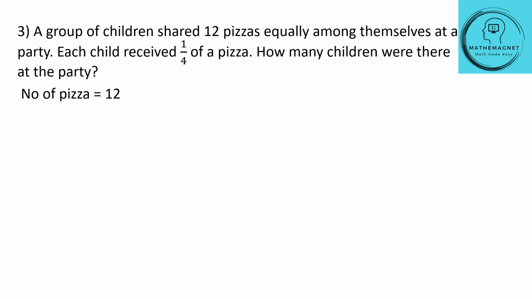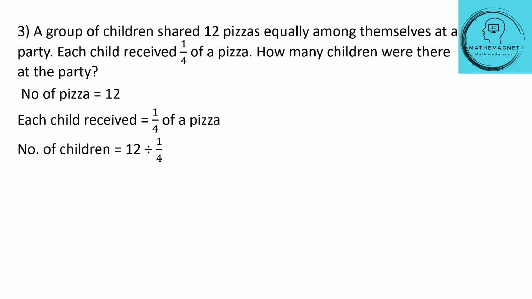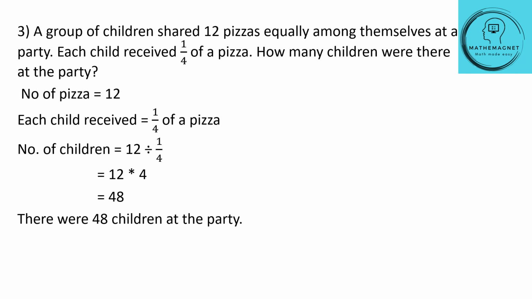So let us write down the information that we have. The number of pizzas is 12. Each child has received 1/4 of a pizza. To find the number of children, it will be 12 divided by 1/4. That can be rewritten as 12 times 4/1, or 12 times 4, which is equal to 48. So there were 48 children at the party.